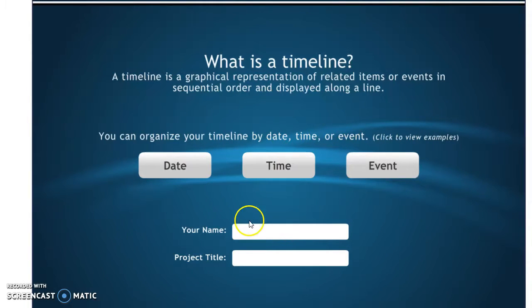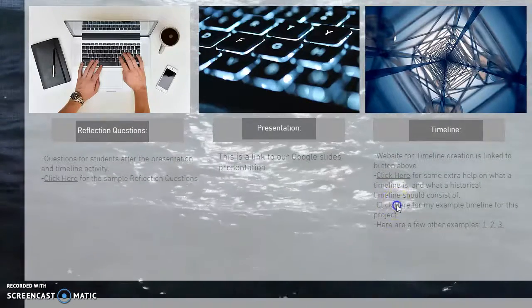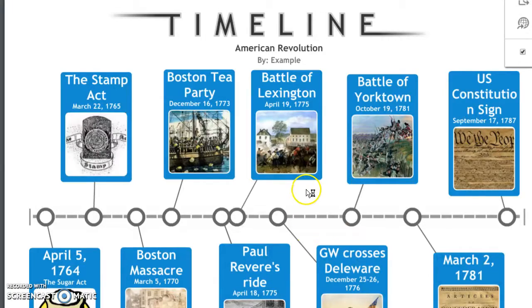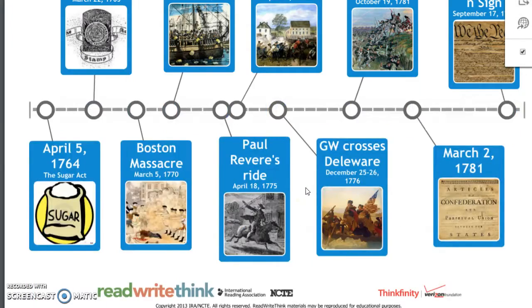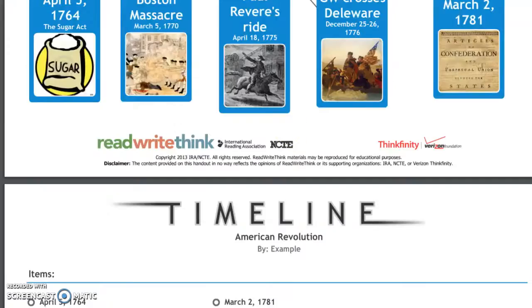with this timeline creator. It's very easy to use, very straightforward. But we have an example of one that we made here using the same timeline creator.